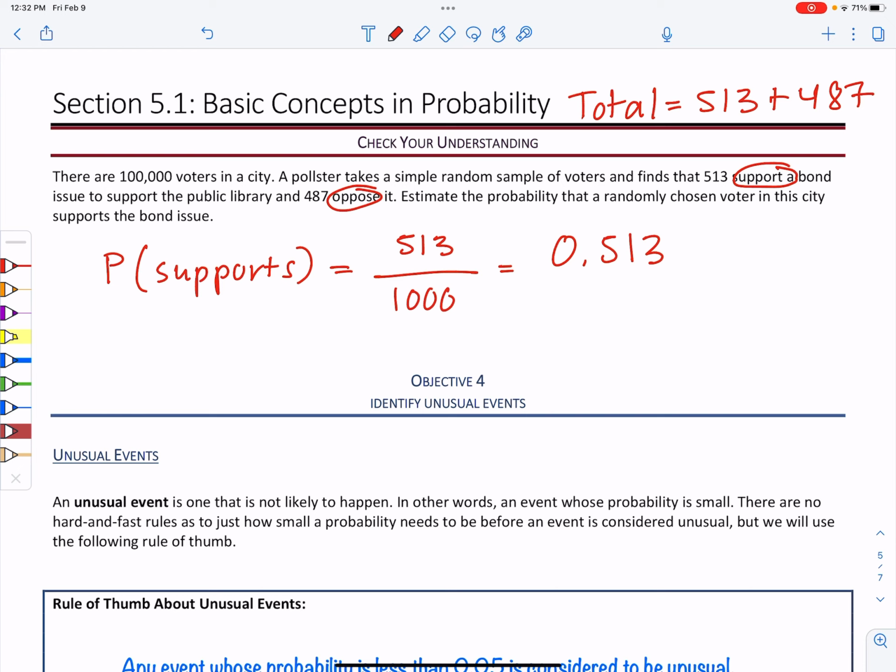So the big thing here when you're using data is to always make sure that you're dividing by the total, which typically is going to require you to add things together when they're split up into different groups.